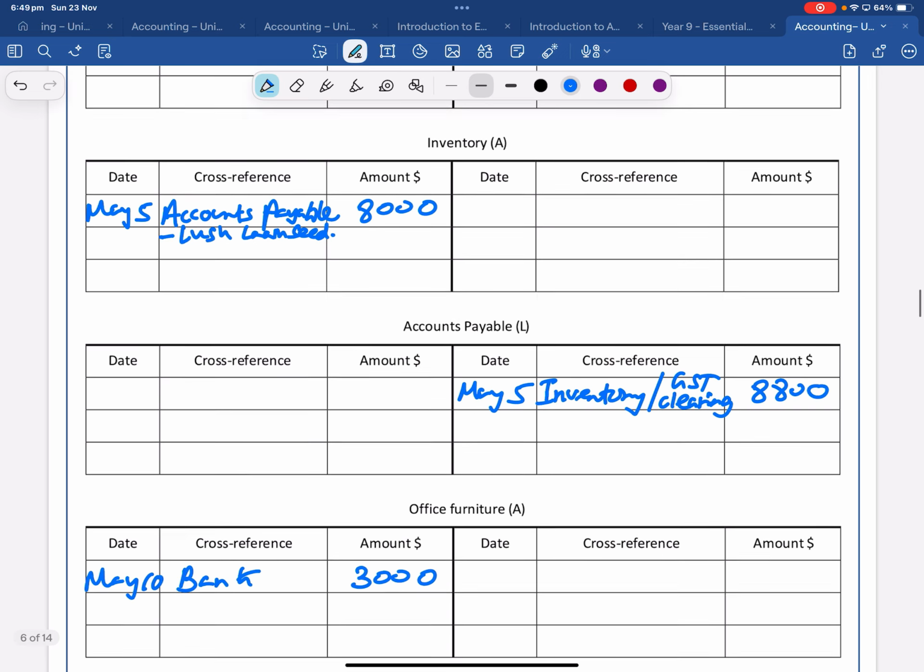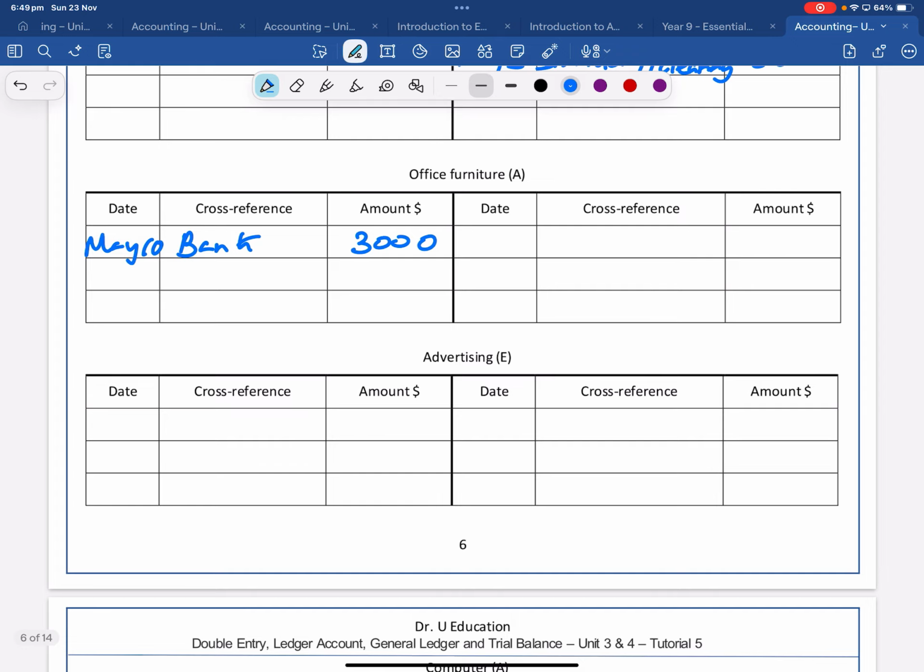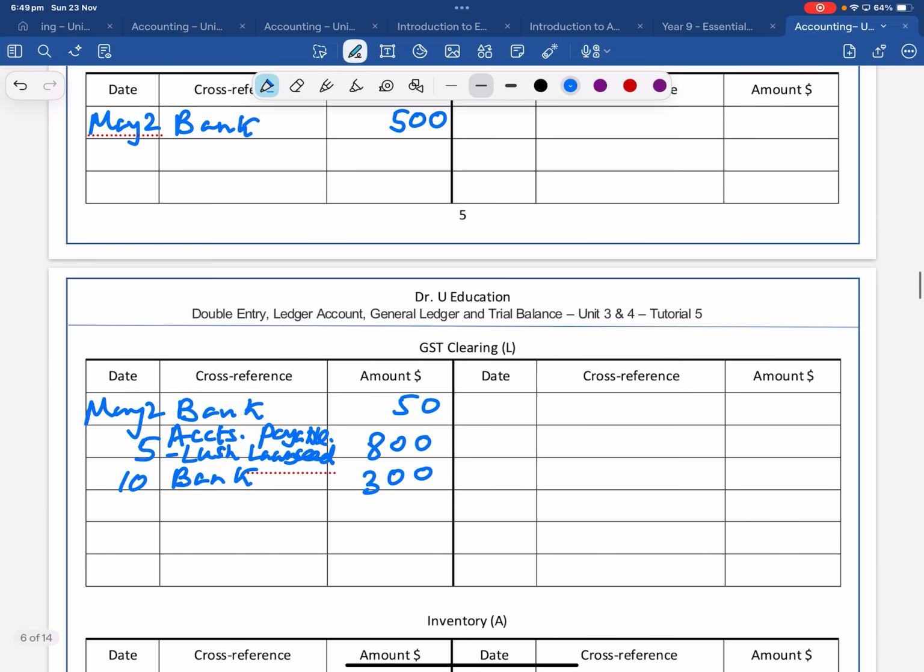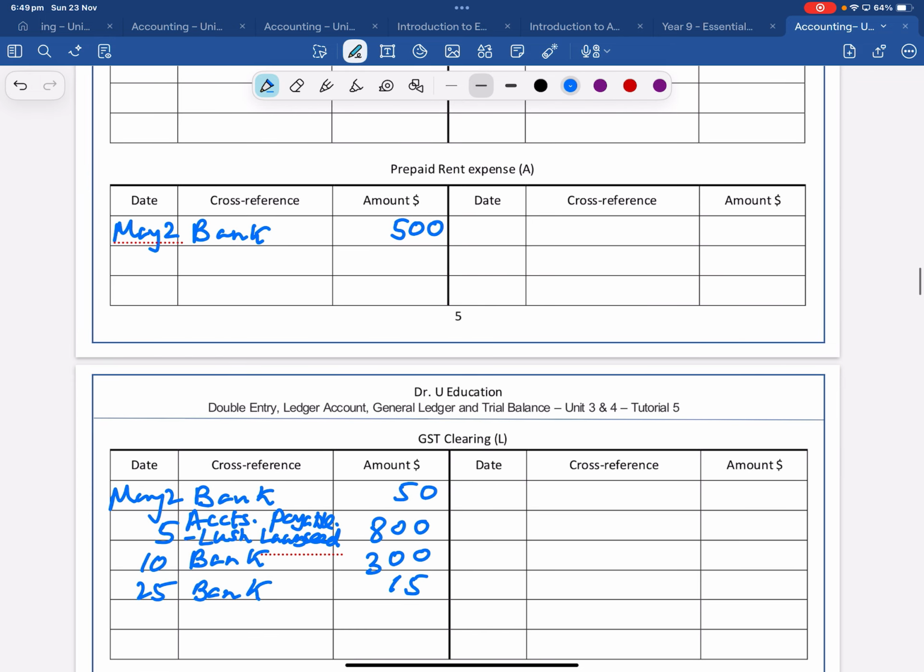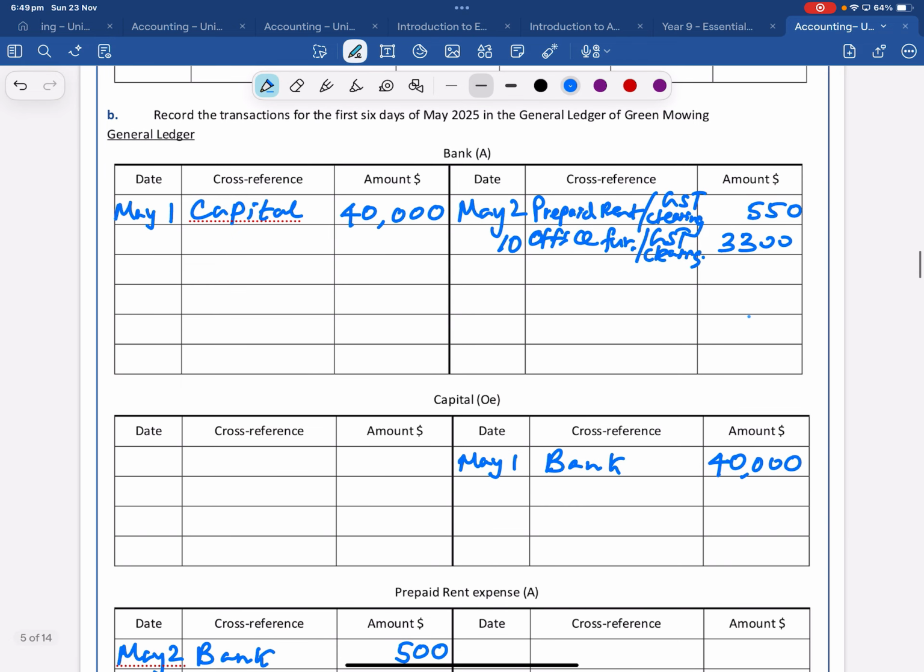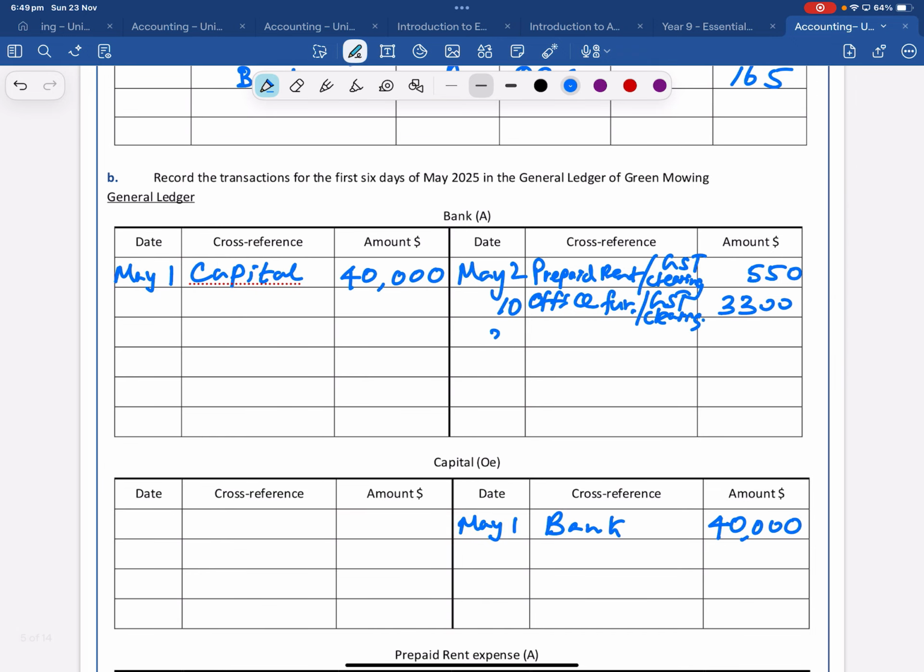Right. Then what do we do, guys? We have to do advertising. What happens? You record May 25. What's the cross reference? Bank 150. Right. Then advertising. Sorry. GST will be debited again 15. Bank. And where do you credit? Bank. Yep. How much? 165. Slash GST clearing.